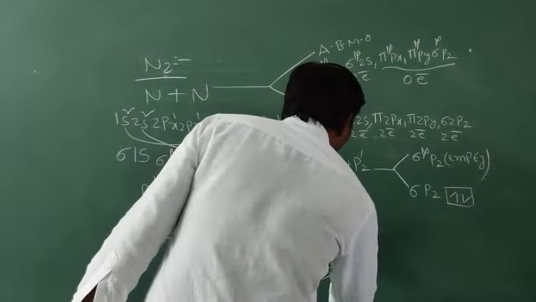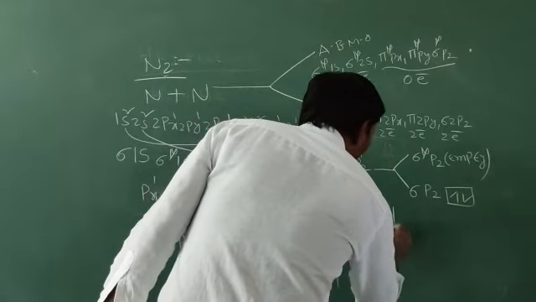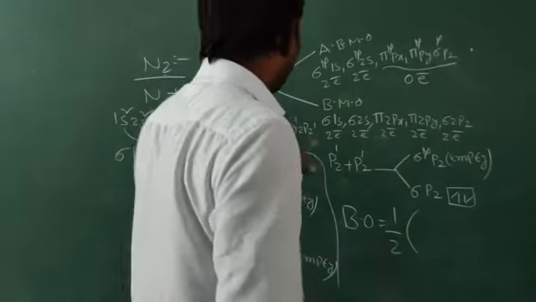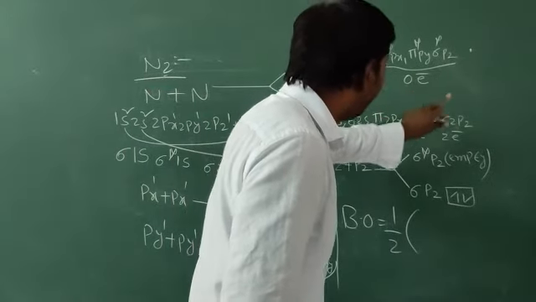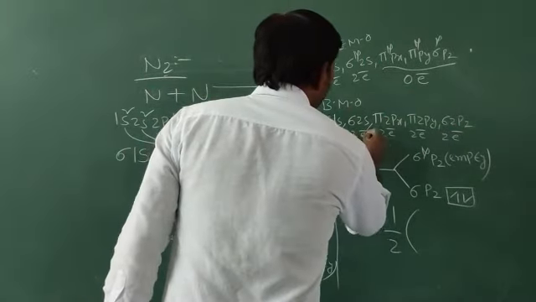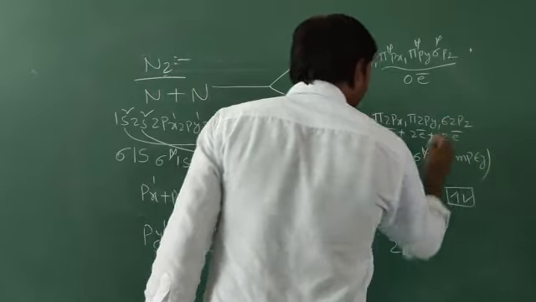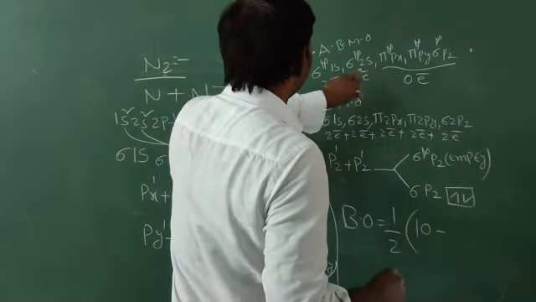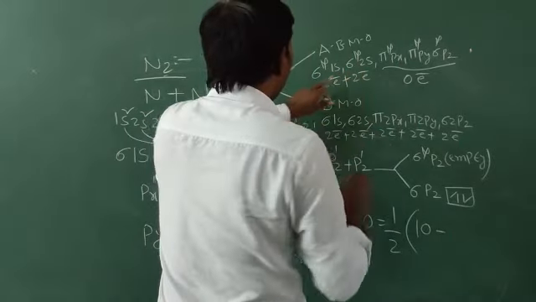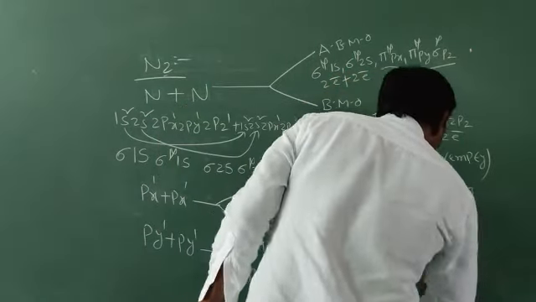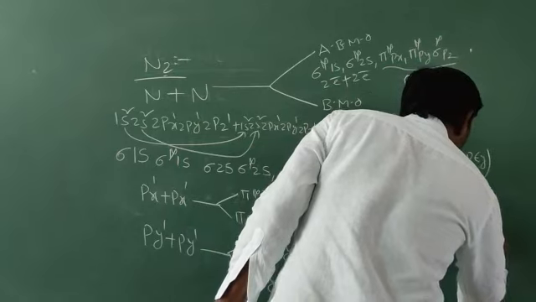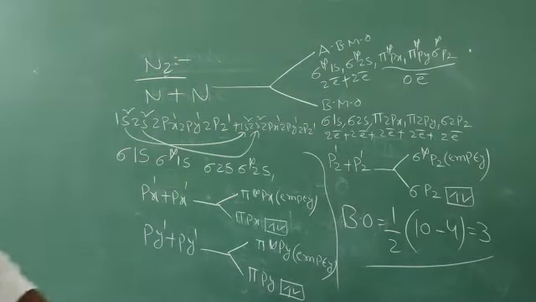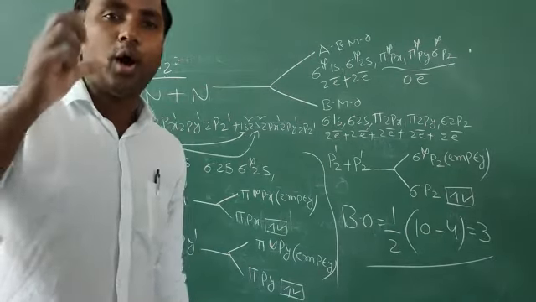Now bond order equals 1 by 2 times the number of bonding electrons. Counting 2, 4, 6, 8, 10. So 10 minus the anti-bonding electrons, 2 plus 2, 4. That means the value equals 3. So the bond order of nitrogen is 3. Like that you have to calculate.